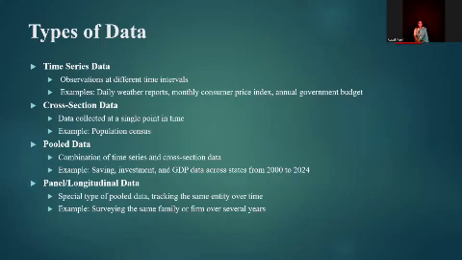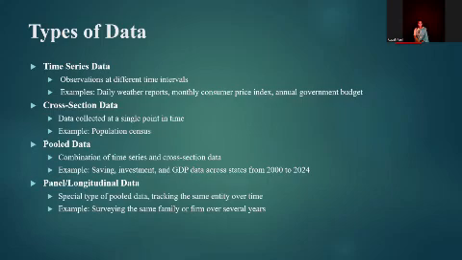Second one is cross section data. This is data collected at a single point in time. Think of a population census or a survey measuring customer satisfaction on one specific day. Cross section data is ideal for comparing different subjects at the same moment. Third one is pooled data. Pooled data is a mix of time series and cross section data. For example, studying the income levels of multiple countries over the last 10 years combines both time and cross sectional perspectives. It's used to capture patterns across groups over time.